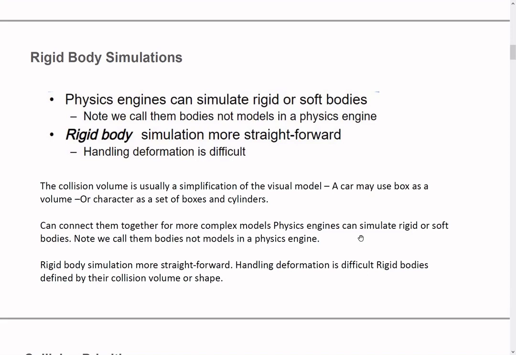So physics engines simulate rigid bodies and soft bodies. Okay, we call them bodies, not models. Basically, they are models, but we usually go with the first term when it comes to the physics engine. Rigid body simulation is quite straightforward because usually handling deformation is difficult when it comes to soft body simulation.